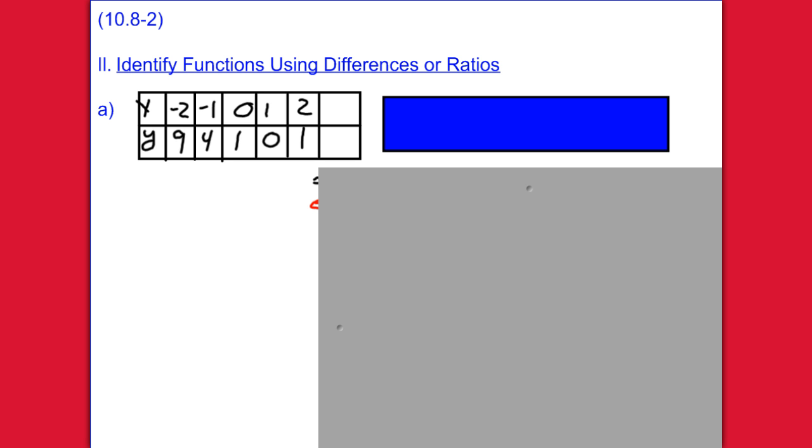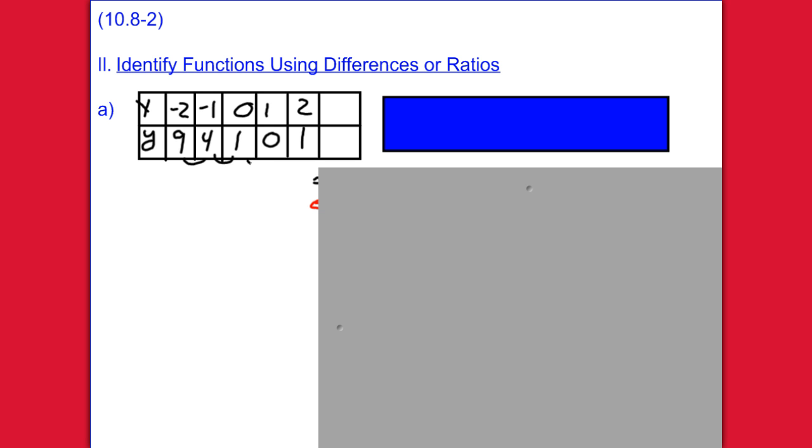Well, you could graph it, but how could we do it just mathematically instead? Okay, so do we have a pattern in the domain? The x values are increasing by what? By 1. So there's a beautiful pattern. So we can now look at the y values.